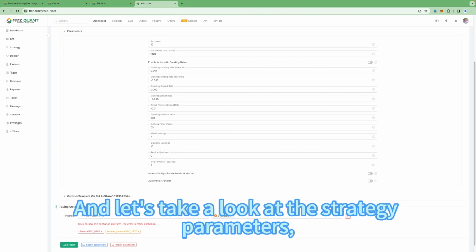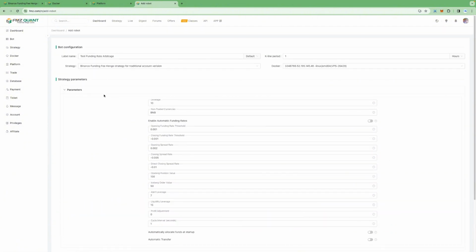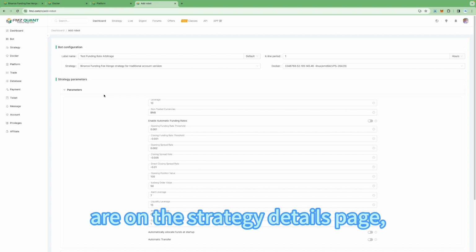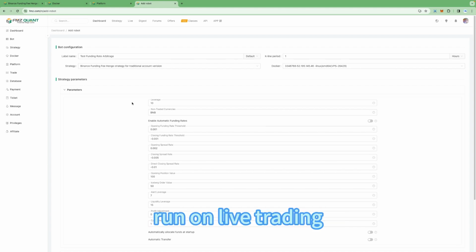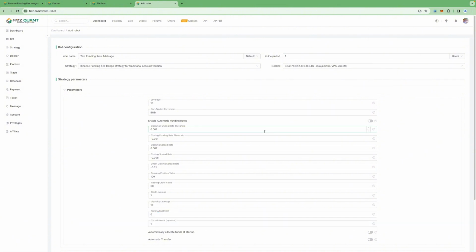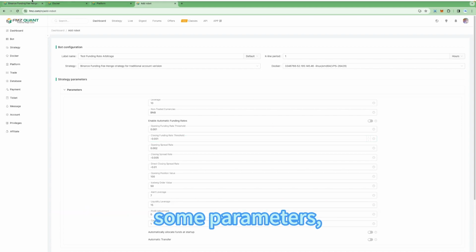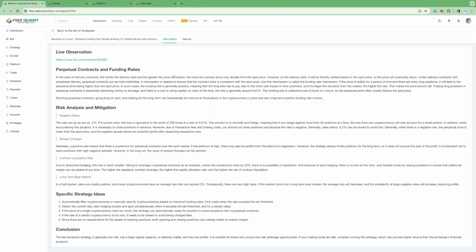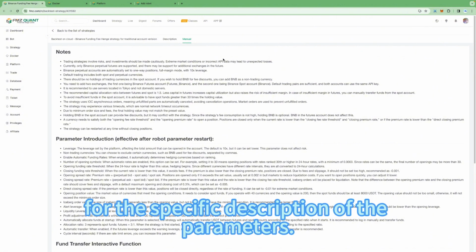And let's take a look at the strategy parameters. The strategy parameters are on the strategy details page, but the strategy can be run on live trading and does not support backtesting. Therefore, we can only look at the description and use of some parameters. We can refer to the manual for the specific description of the parameters.